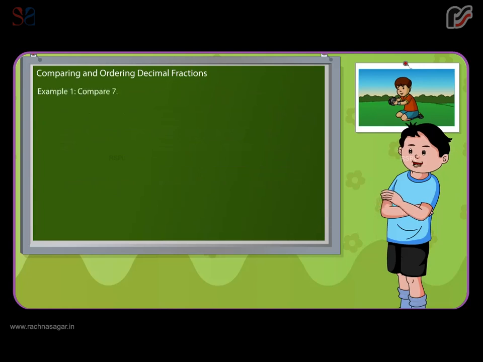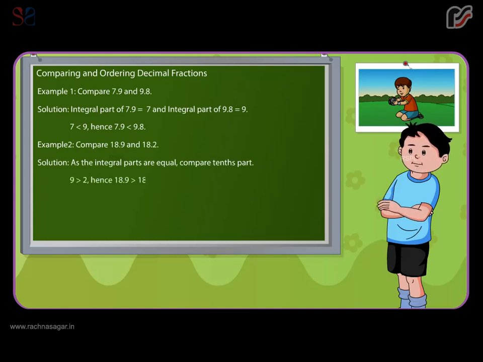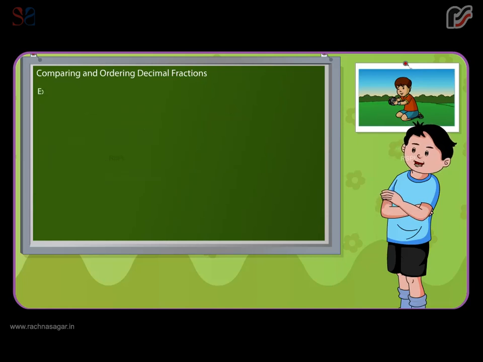Example 1. Compare 7.9 and 9.8. Solution. Integral part of 7.9 is equal to 7 and integral part of 9.8 is equal to 9. 7 is smaller than 9, hence 7.9 is smaller than 9.8. Example 2. Compare 18.9 and 18.2. Solution. As the integral parts are equal, compare tenths part. 9 is greater than 2, hence 18.9 is greater than 18.2.